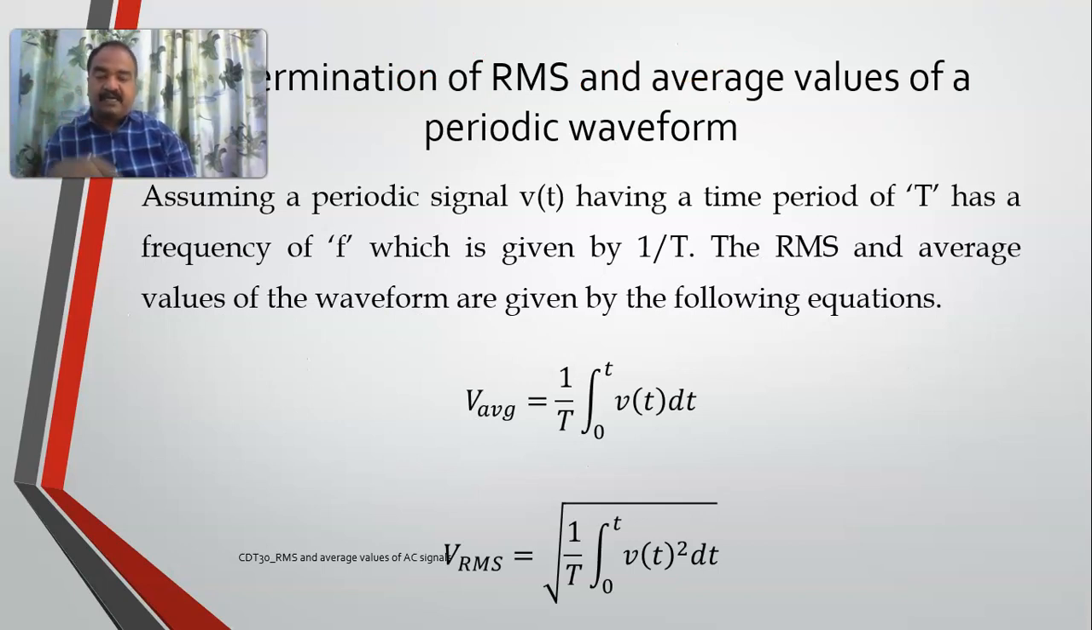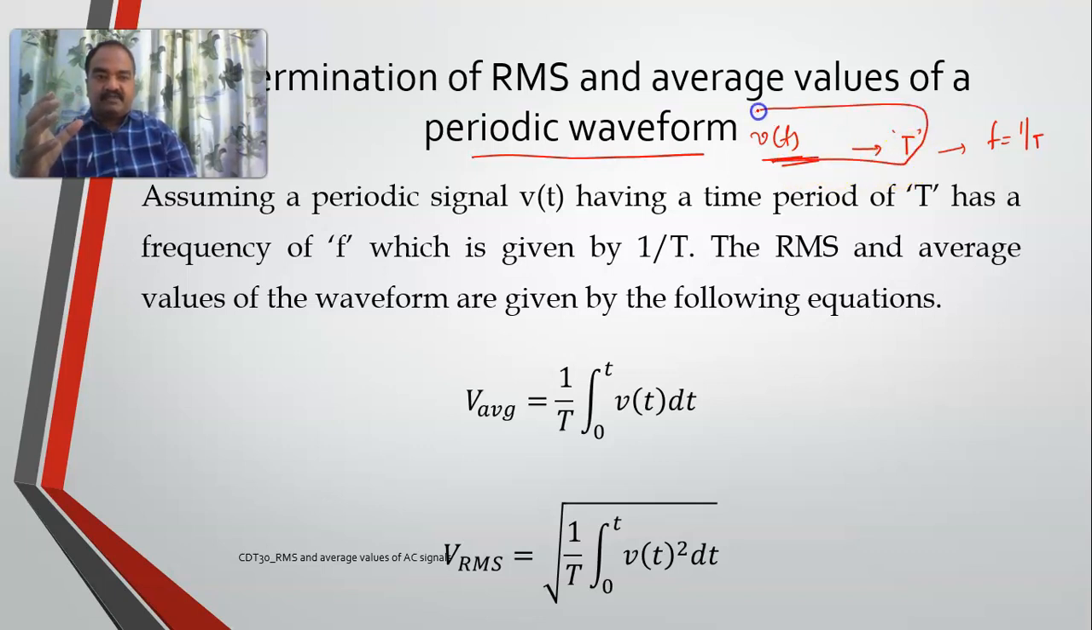Now, how to determine the RMS and average values of a periodic wave? Let us suppose you do have a signal and you are able to write the equation of the signal. How to write the equation of a signal, that I will teach you. Assuming there is a signal V of t with a time period of T, then automatically I can write 1 by time period is frequency. So, a periodic signal having some time period. Now, how to determine the average value and RMS value of this particular signal?